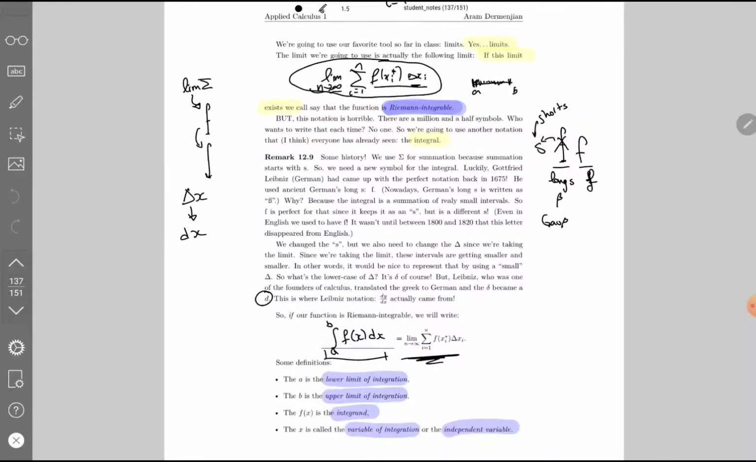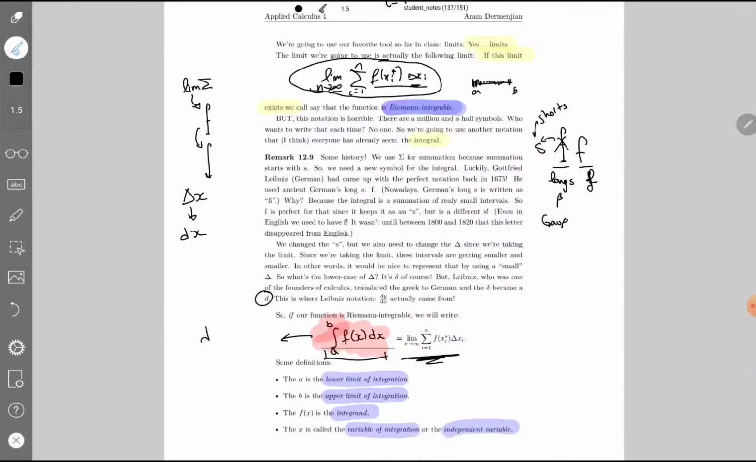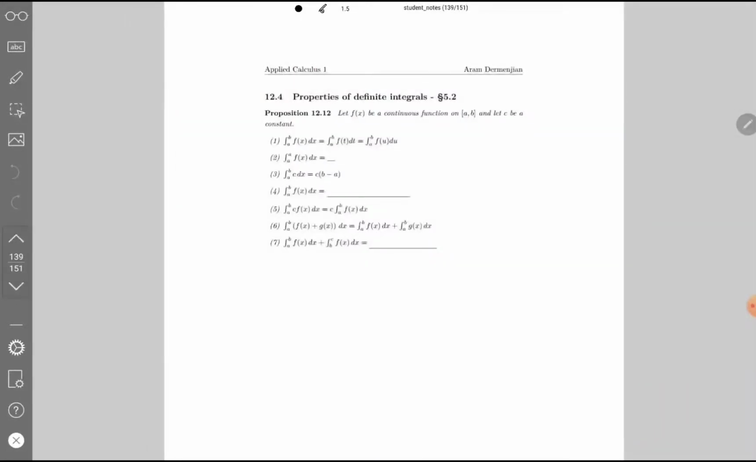This is called the definite integral. So when I ask you to do a definite integral, this is what I'm asking you to do: find the area under some curve, etc. Hopefully you don't need to use these big limits, because what we're going to go over is some properties.